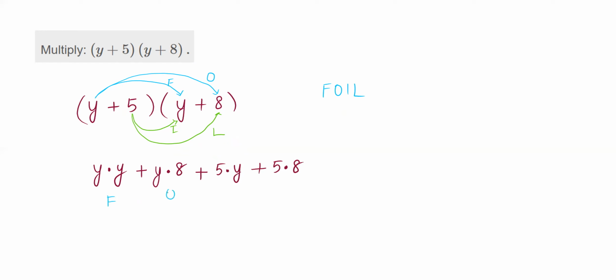So let me just write it out here. F-O-I-L. So y times y is y squared. y times 8 is 8y. You put the number always in the front. 5 times y is 5y. 5 times 8 is 40. Usually we leave our answer the way it is.